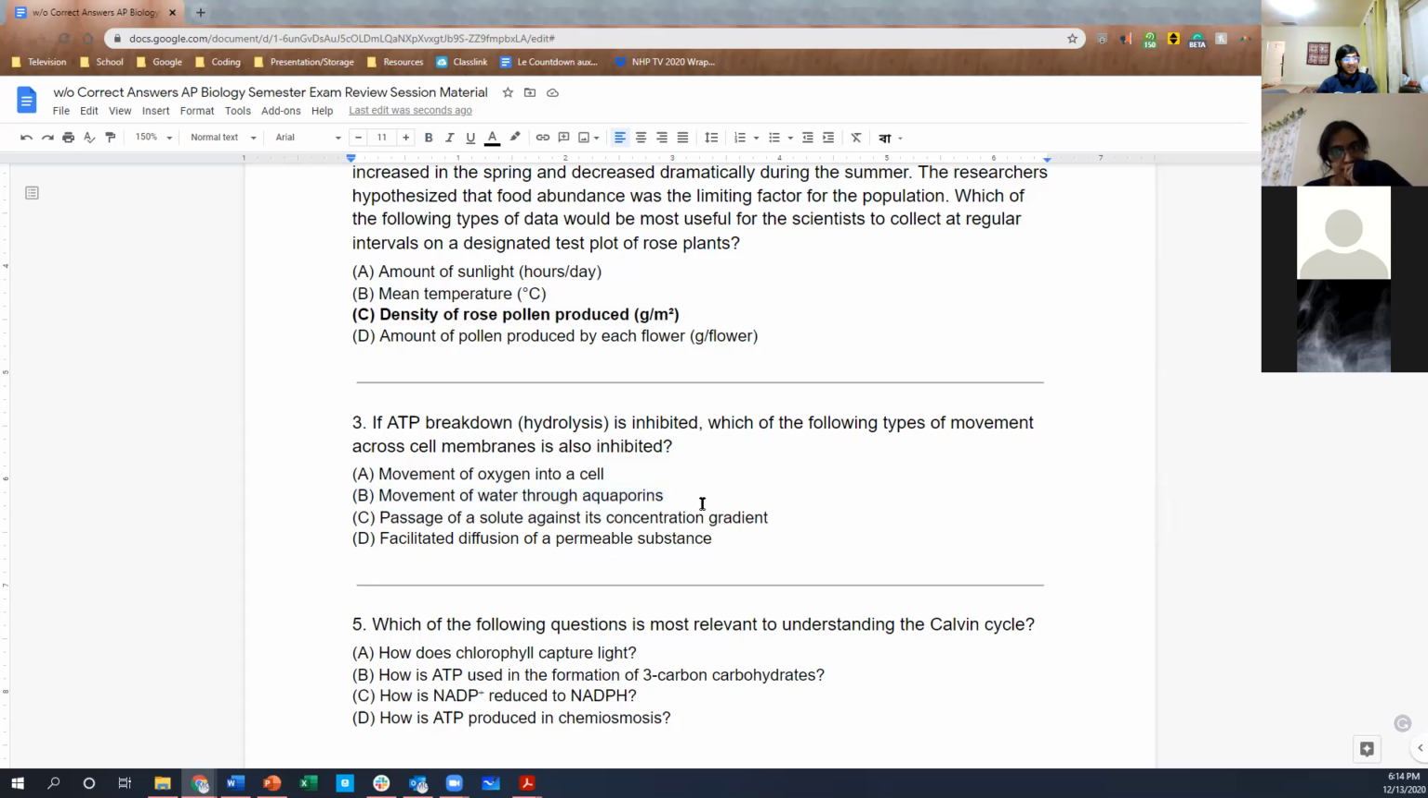Passage of a solute against its concentration gradient? I think this is the answer because we need ATP to work for active transport. This is against its concentration gradient. Or D, facilitated diffusion. This is also passive, and this one does not require ATP. So the answer is C. And that's correct. Okay, good.